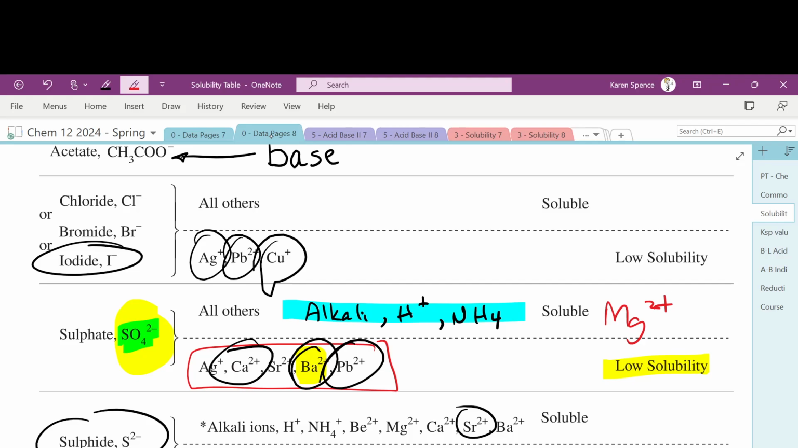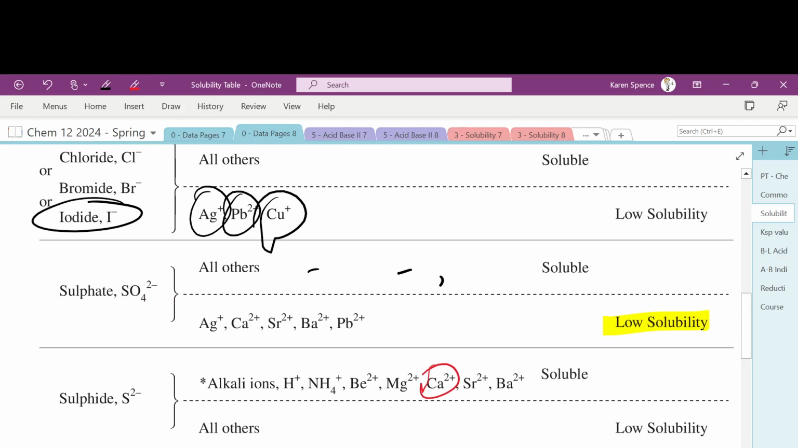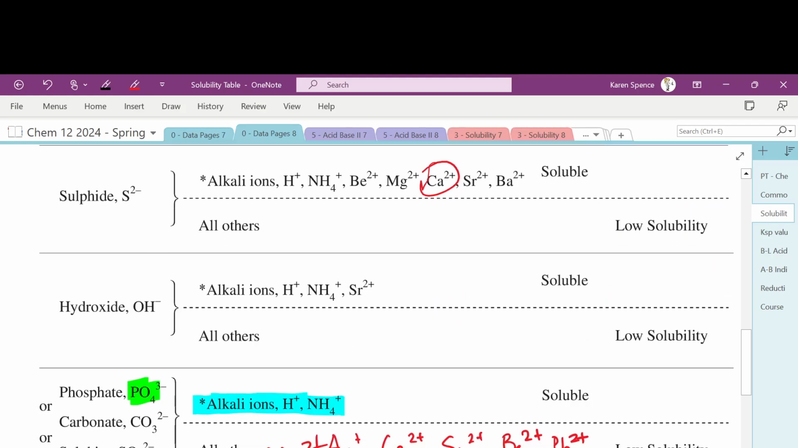So sulfide does not precipitate with calcium. So it would not tell us whether calcium is there, but carbonate will. It's in the all others, so it's going to be that one. Okay?